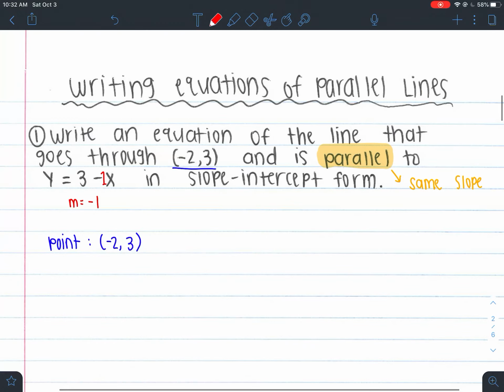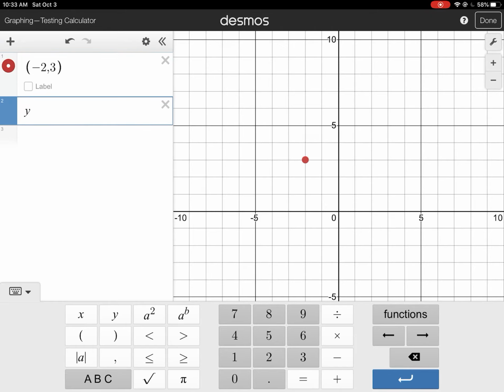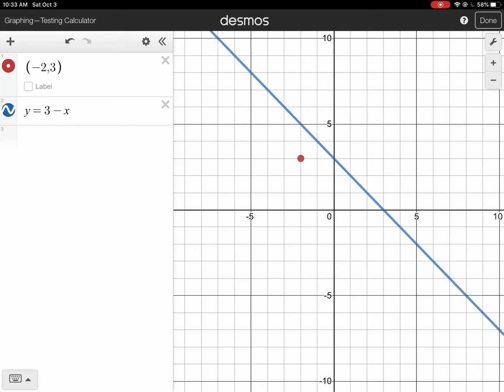Okay, so what are we actually being asked to do here? Let me go ahead and pop over to Desmos to show you what we're doing. They're giving us the point -2, 3, so I'm going to plot that here on this graph. Then they give us the equation y equals 3 minus x. All right, so we're given this blue line and the red point. They're saying, I want you, the person doing the work, to create a line that goes through this red point that is parallel to the blue one.